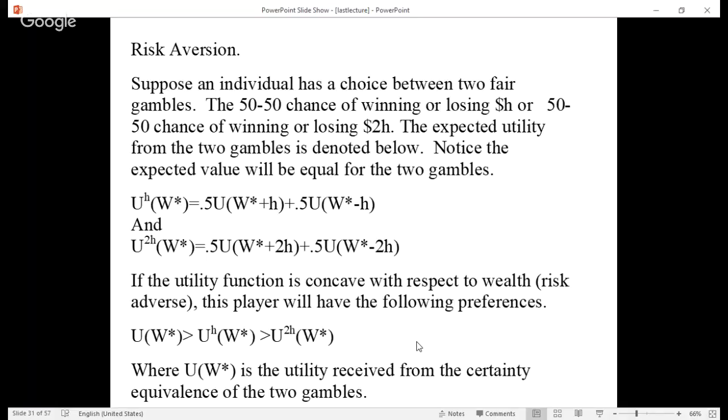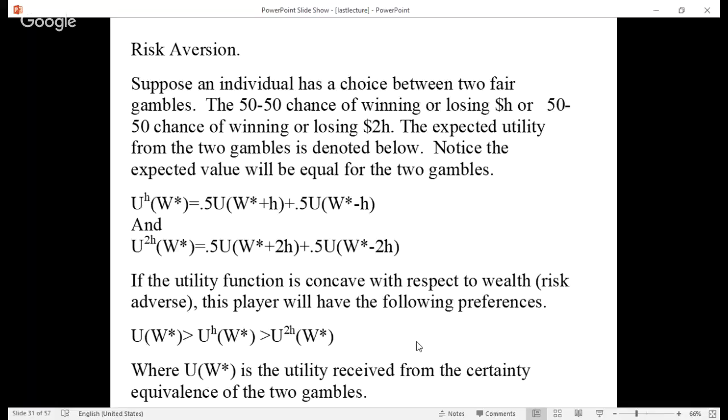If the utility function is concave, and when I say concave, I set up a graph with utility on the vertical axis and wealth on the horizontal axis, then this person will have the following preferences. He'll prefer not taking the gamble to taking the first gamble, where he wins or loses H, and he prefers that first gamble to the gamble where he'll win or lose twice that much, 2H.